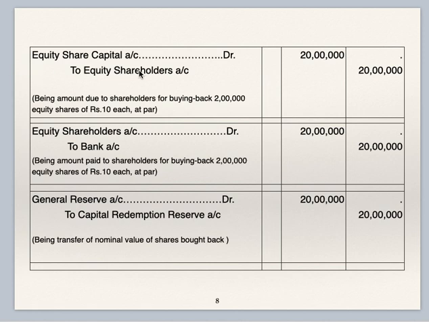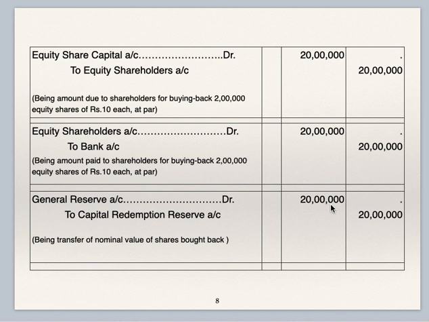First journal entry is equity share capital account debit to equity shareholders. This entry is to show the amount due to shareholders for buying back 2 lakh shares at 10 each at par. Equity shareholders to bank is the next entry to show the amount paid to shareholders for buyback of 2 lakh shares of 10 each at par. No fresh issue of shares is made.